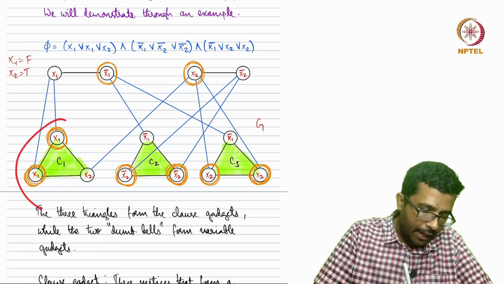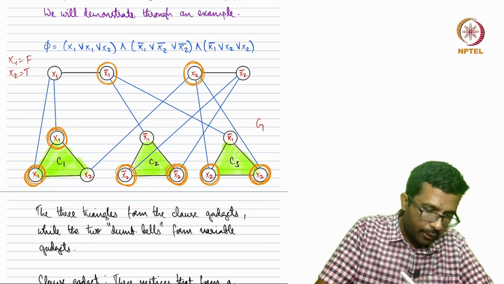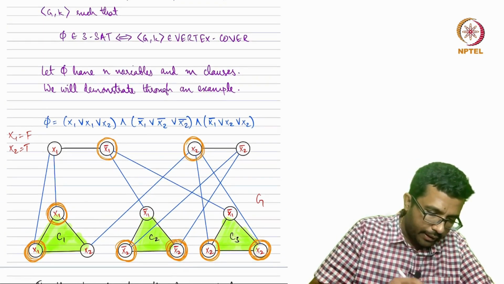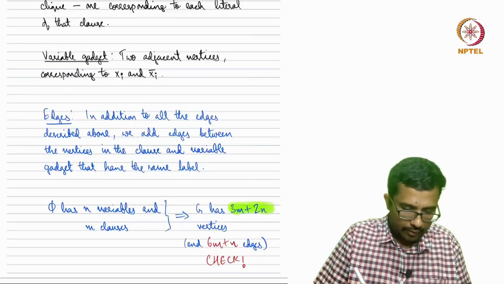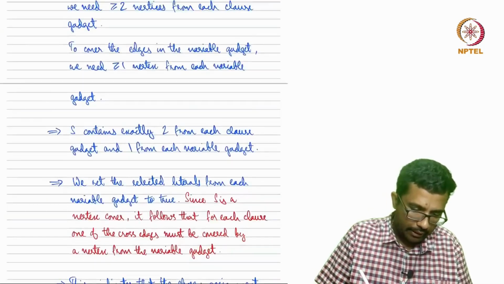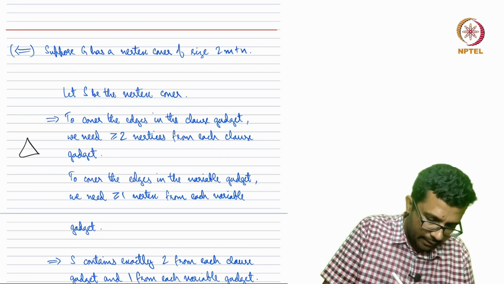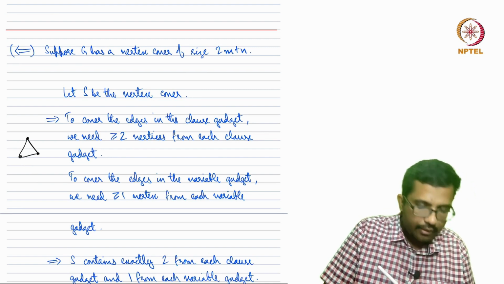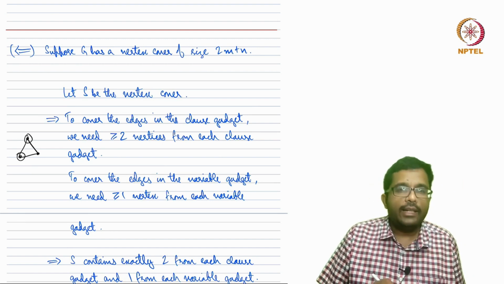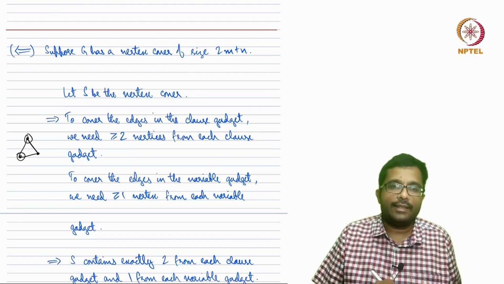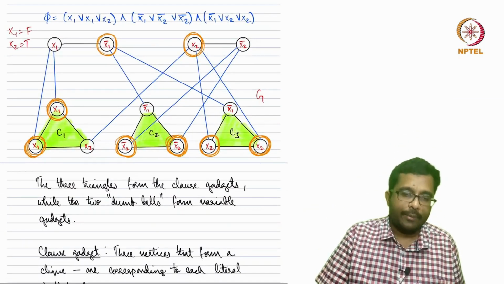There are these m clause gadgets. Now if I need to cover a triangle, something like this, these three edges, we need to pick 2 out of these 3 vertices. So any clause gadget, we need at least 2 vertices coming out of it.